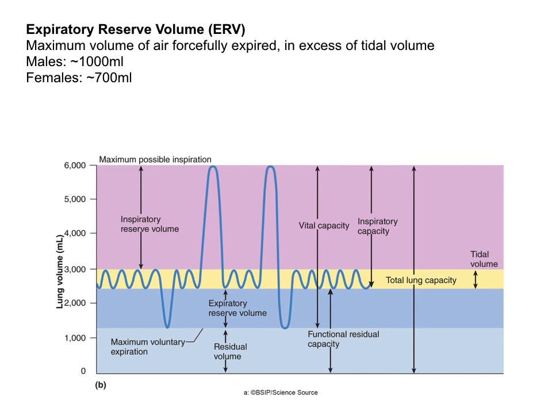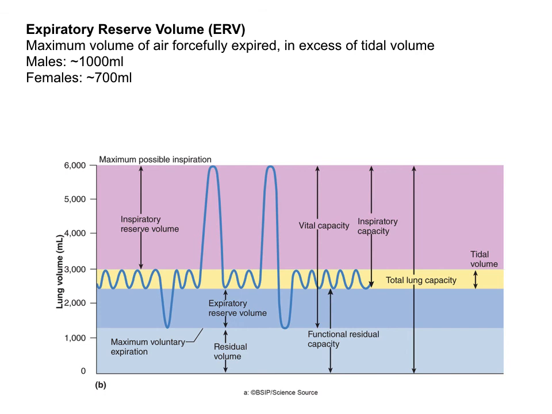You then have your expiratory reserve volume, which is the maximum volume of air you can forcefully exhale in addition to your tidal volume. So now this would be, as you're sitting there, take a regular breath out. Okay, so just exhale normally. Now try to force out as much additional air as you can, as if you're trying to blow out a whole bunch of candles on your cake. This is your expiratory reserve volume.